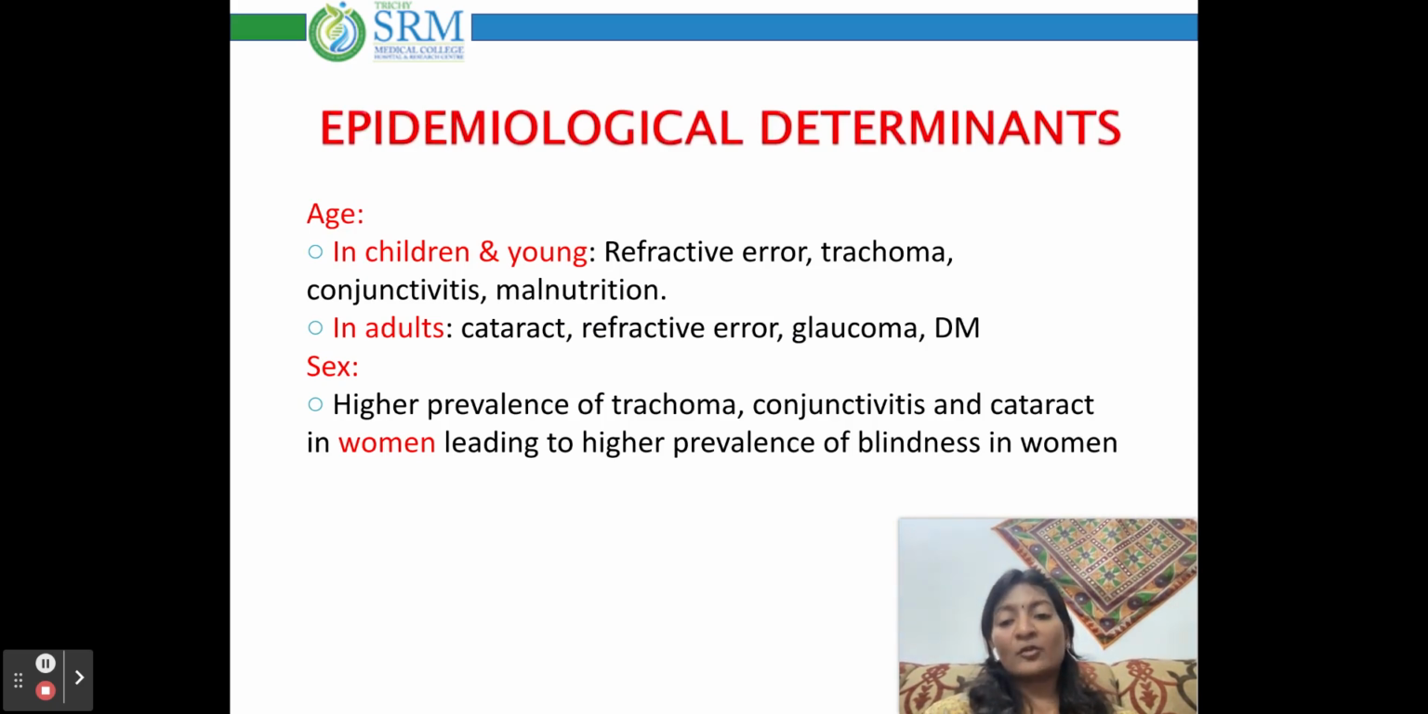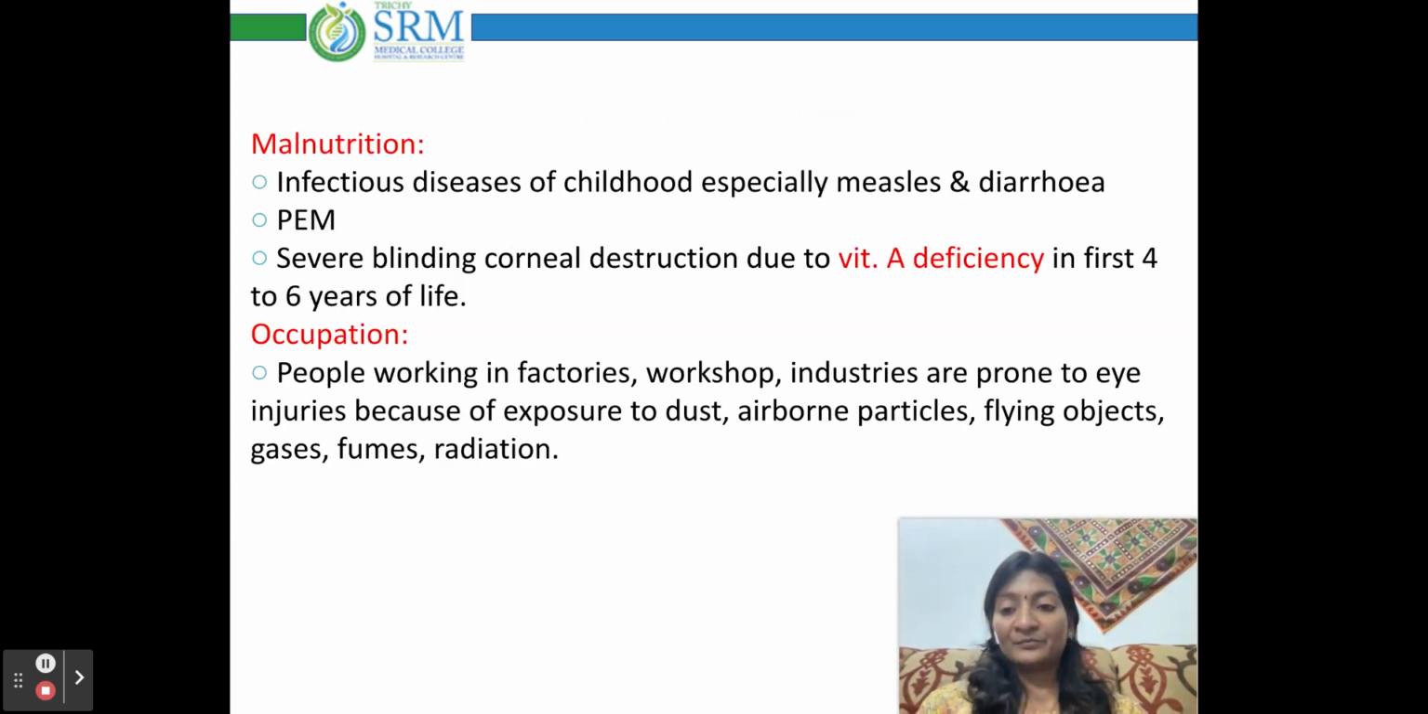So the epidemiological determinants, coming back to our epidemiological triad, that is agent, host and environment. Host in age: mostly children and young people are more prone to refractive errors, trachoma, conjunctivitis, and adults are more prone to cataract, refractive error, and glaucoma. So higher prevalence of trachoma, conjunctivitis, and cataracts is seen in women, leading to higher prevalence of blindness in women.